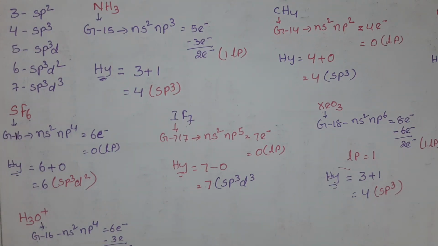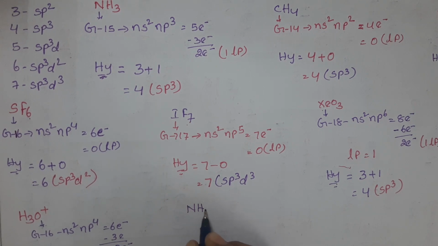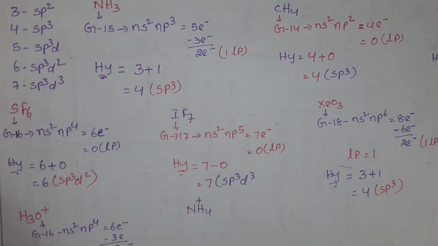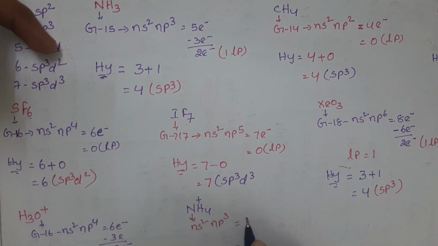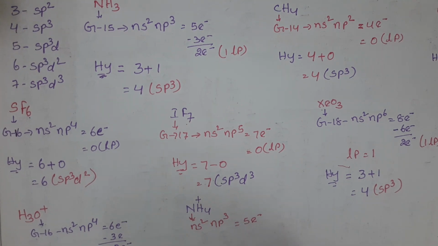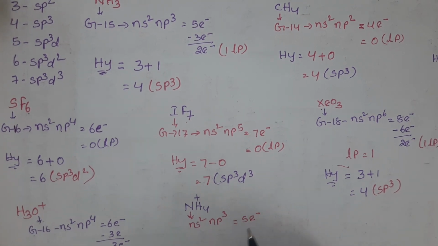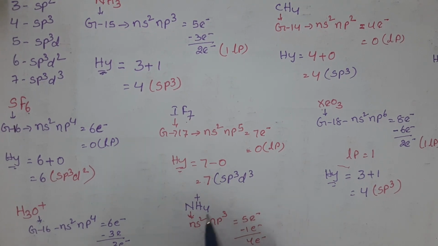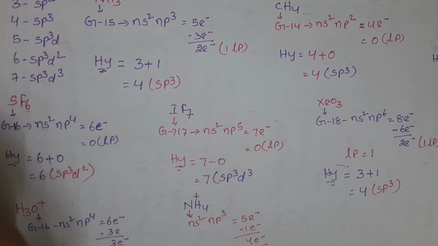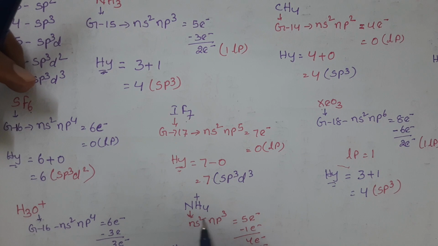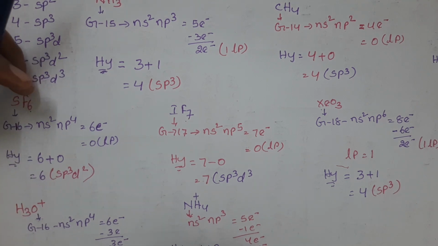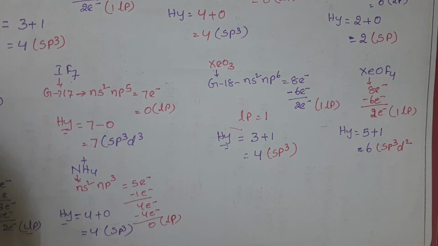Next, let us see the hybridization of NH4+. Nitrogen belongs to the 15th group, ns2 np3, which is 5 electrons. Already 1 electron is not there because of the positive charge, so 5 minus 1 is 4 electrons. There are 4 bonded pairs, so lone pairs are 0. Hybridization equals the number of atoms attached, 4, plus 0, equals 4. 4 is sp3.